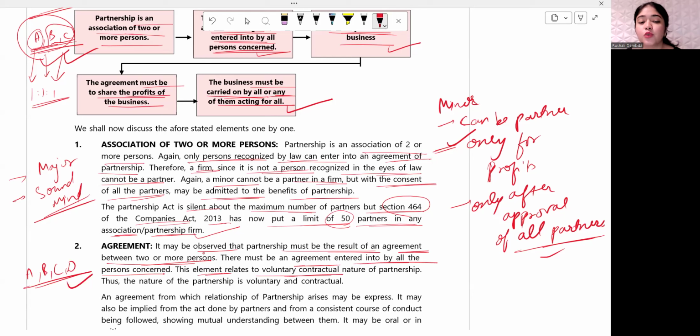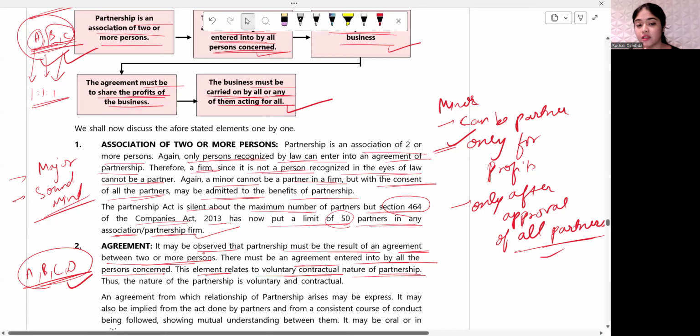This element relates to the voluntary contractual nature of partnership. People get into a voluntary partnership when four people voluntarily decide that from today we are going to start selling dupes of Nike shoes. That is where they are coming together voluntarily. The government has not asked them to come together. They are voluntarily coming and making a contract in the nature of partnership. Thus, the nature of partnership is voluntary and contractual.